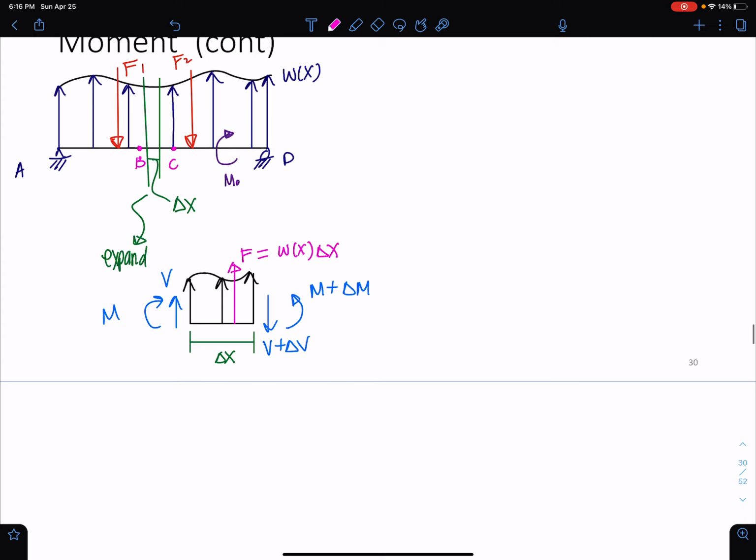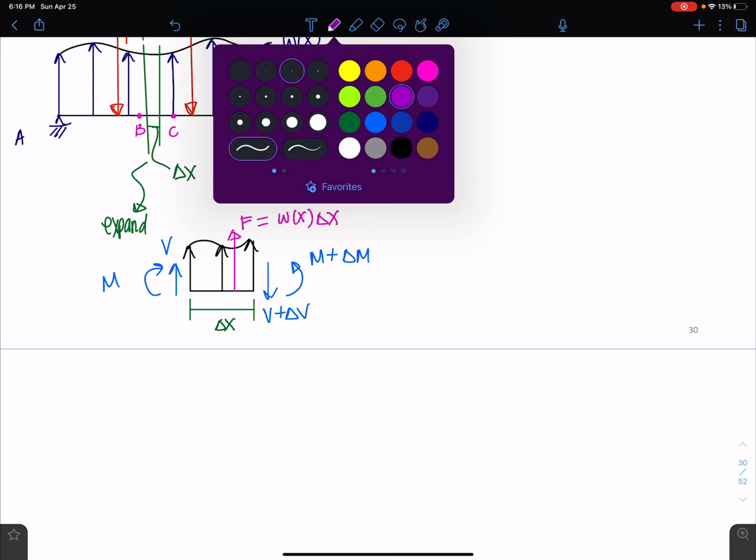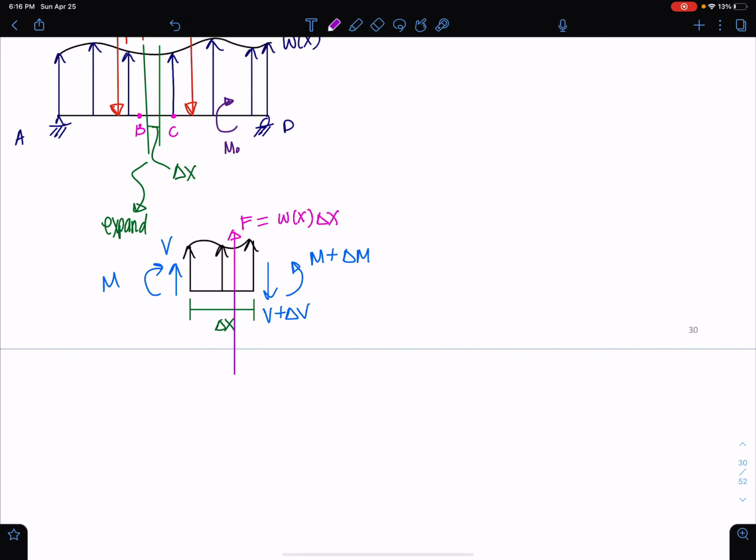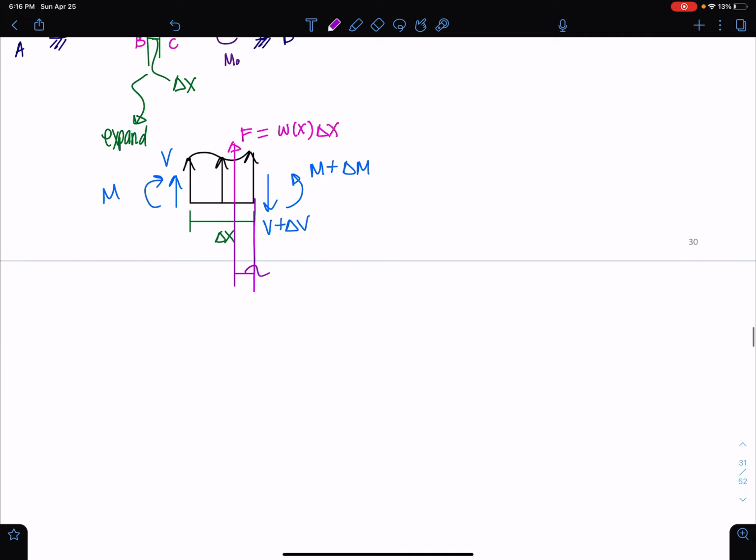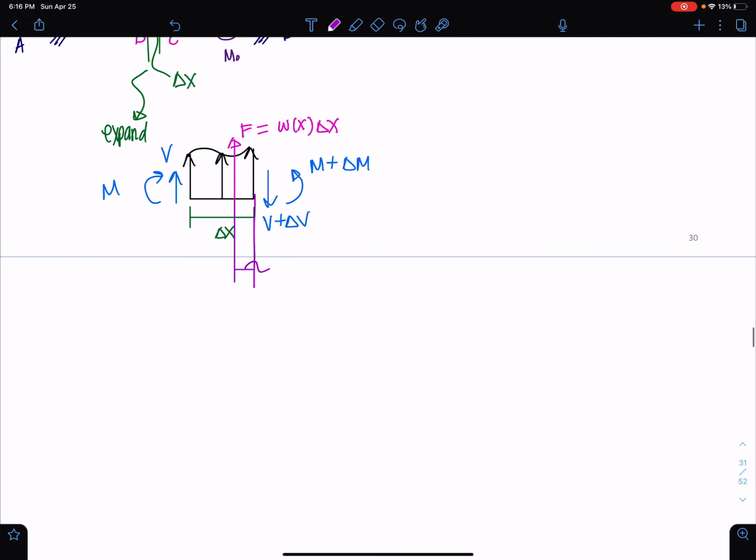If we look at the distance from where the resultant acts, it's some portion, because this is the centroid. It's some portion of delta x, so some k times delta x, some fractional distance of delta x, where k has to be between 0 and 1. It could be at 50%, 40%. If W of x was uniform, k would be a half.